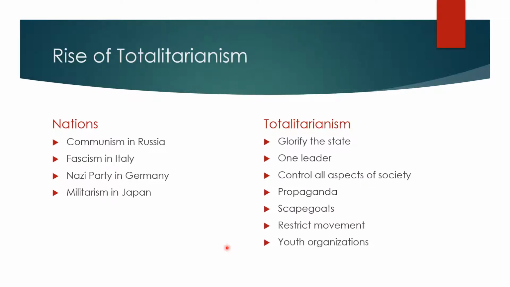And on the other side of the world, in East Asia, in the Far East, you have militarism rising in Japan. Japan has an emperor throughout World War II, but the military really starts to take over, and you really start to get a militaristic leadership. So even though the military is the one fighting the wars to expand the nation, they're also the ones dictating policy in the nation.